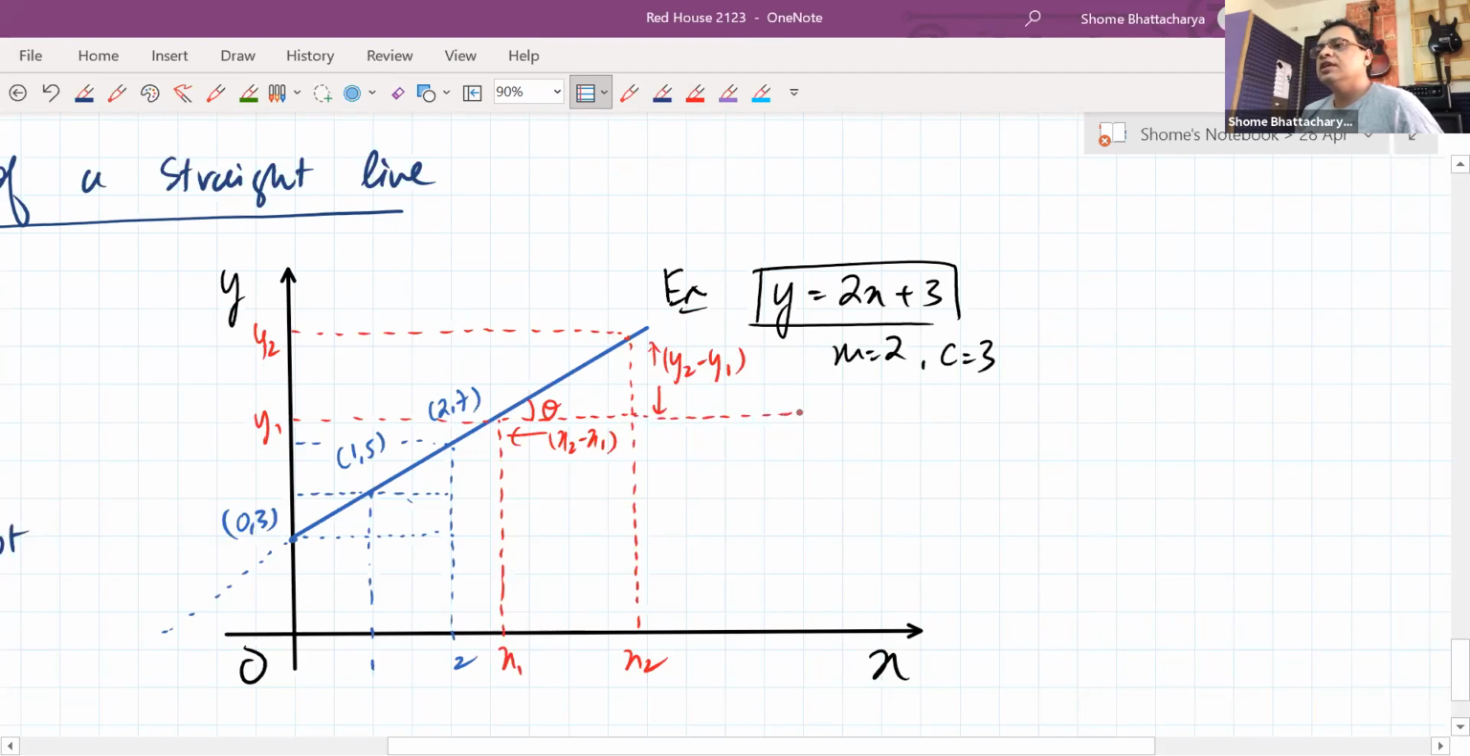Now, this line that I'm drawing is parallel to the x-axis. Is it clear? Same with this. The equation is defined for the graph. Yes, the equation is defined for the graph. So this angle is theta.